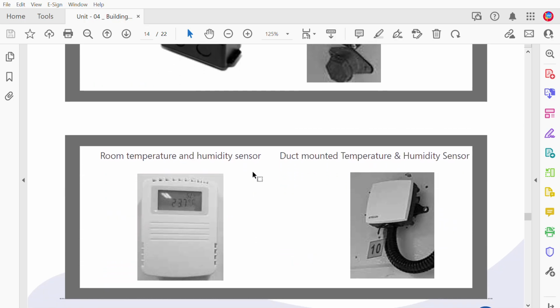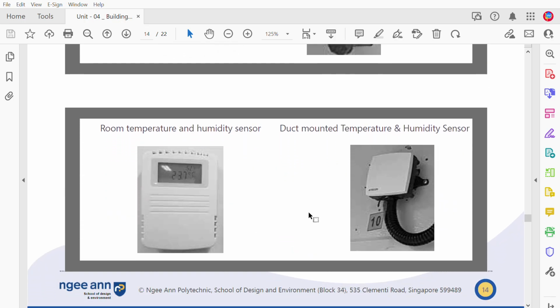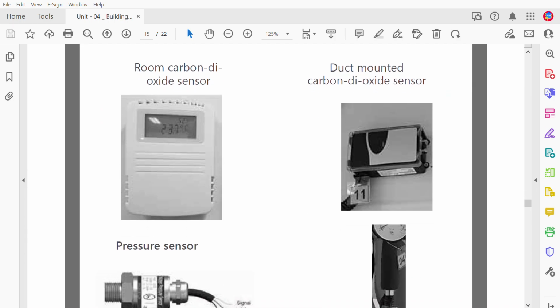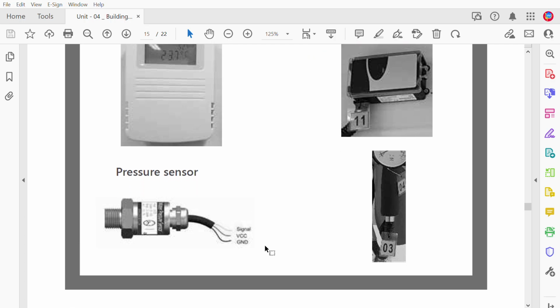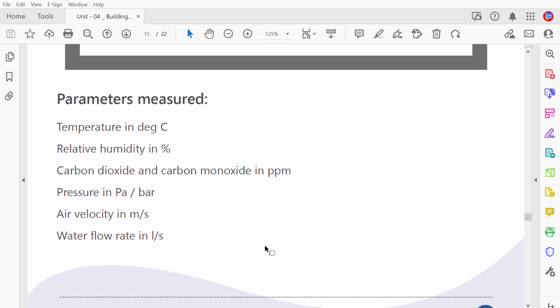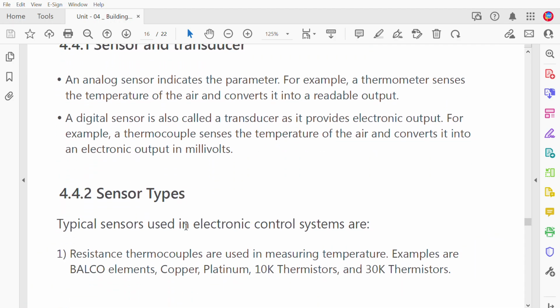Right? So the direct mounting temperature sensors, and some of the CO2 sensors, if you remember, and then some of the pressure sensors, right? And then the parameters include temperature, relative humidity, CO2, pressure, air velocity, and airflow, right?